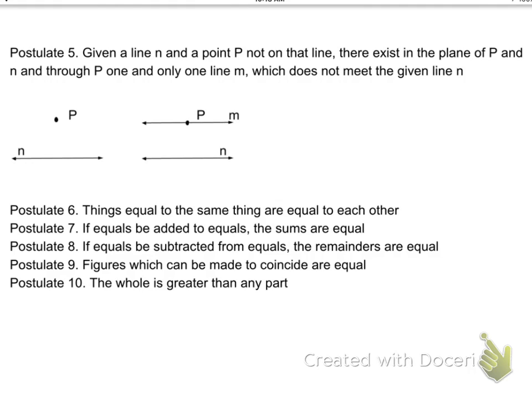Does that kind of make sense? If you have a line and another point somewhere else, there will exist another line that will be parallel to the original through that point. Think about it.